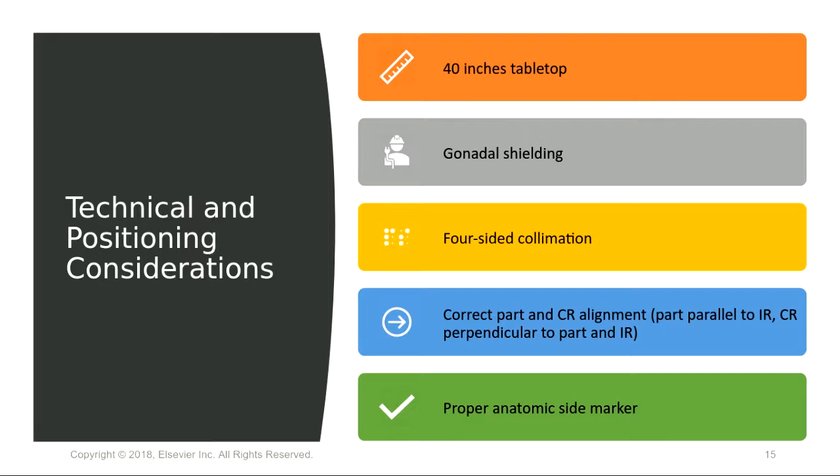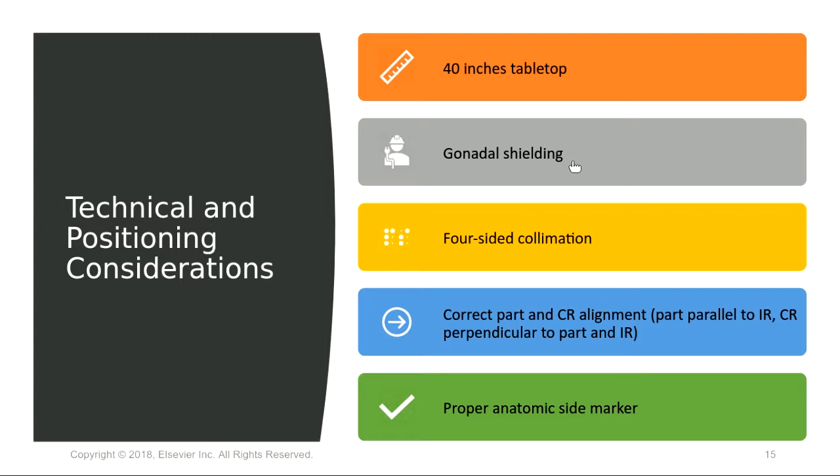Now, when we look at some of the technical positioning considerations, with everything we're going to talk about for the next few days, we're going to be at a 40-inch tabletop, meaning your IR is going to be on the table, not in the Bucky. We do recommend gonadal shielding for all patients to protect from scatter, especially because you're now at lower extremity. And sometimes when we angle the central ray cephalic, you're actually aiming towards the gonads more so with the central ray, so it's more important to shield.